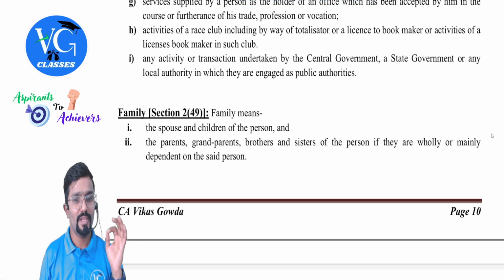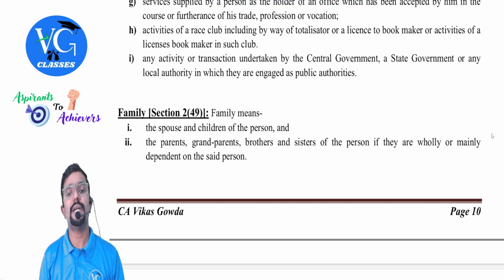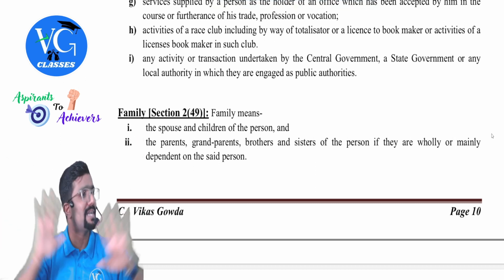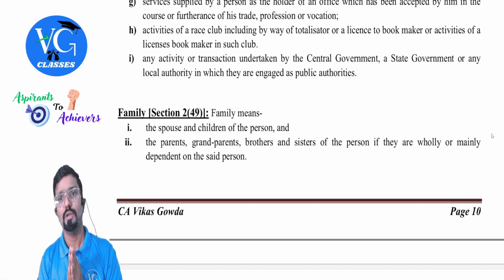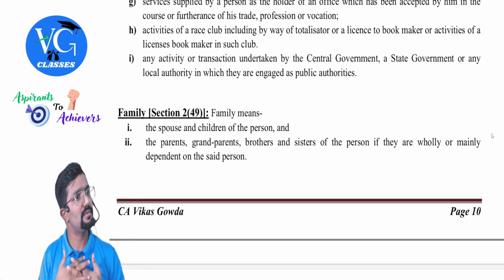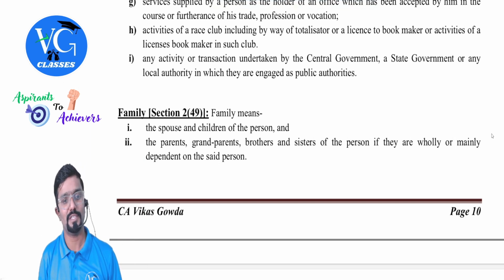Please. Any activity or transaction undertaken by the central government or a state government or any local authority in which they are engaged as public authorities. Now, central government and state government also provide various services to the public at large. They are doing it as what? Public authorities. Sir, is it also business? Yes, they are also doing business.